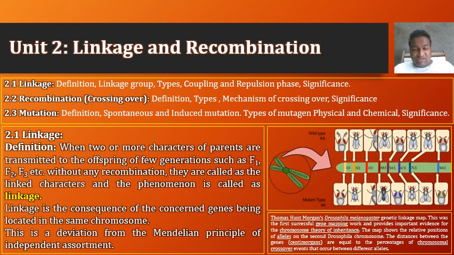Here we can see a linkage map of Drosophila melanogaster described by Thomas Hunt Morgan. This was the first successful gene mapping work, and it provides important evidence for the chromosome theory of inheritance.